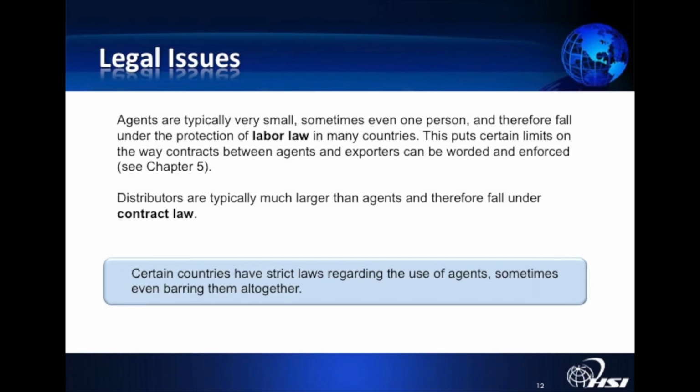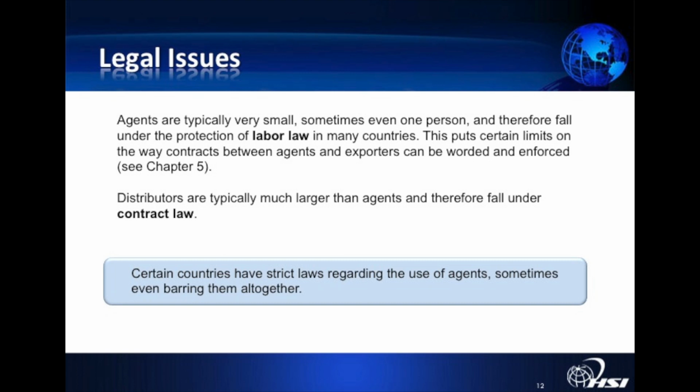Now, in some countries, they're not going to allow agents because they don't want them to represent foreign countries, or sometimes you can't have an agent because, simply put, they need to have inventory, and that will require distribution, or they need after-service sales support, and then again, you will require a distributor in theirs.